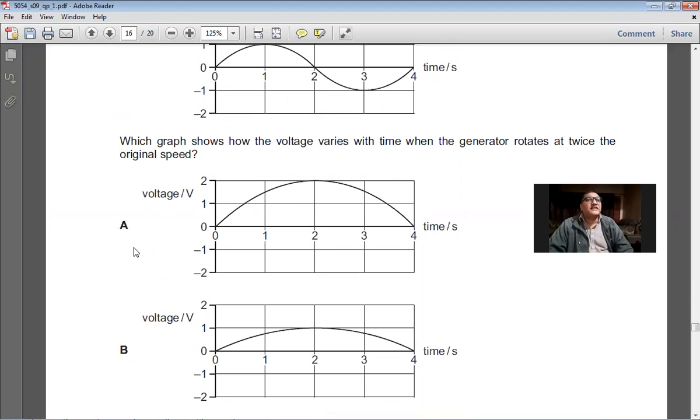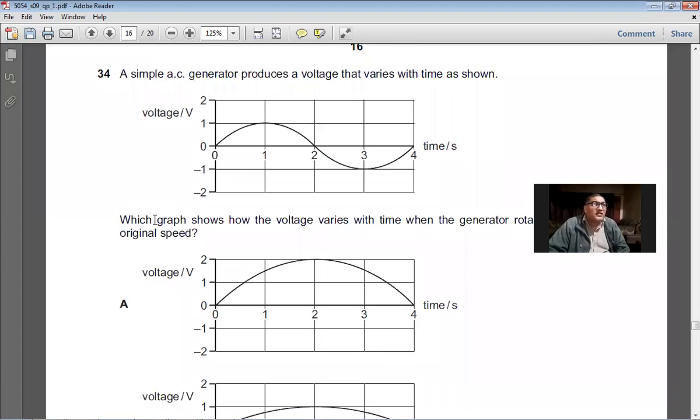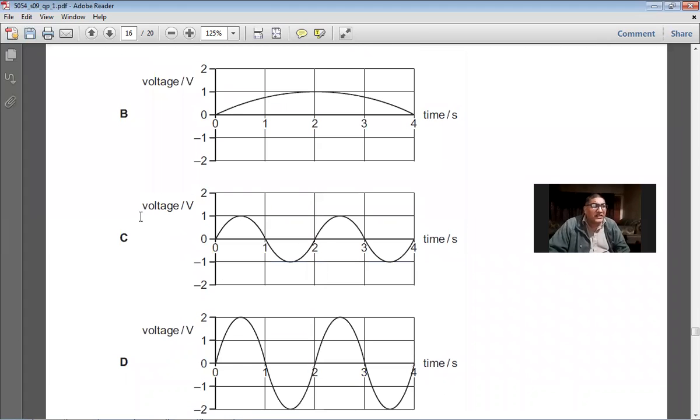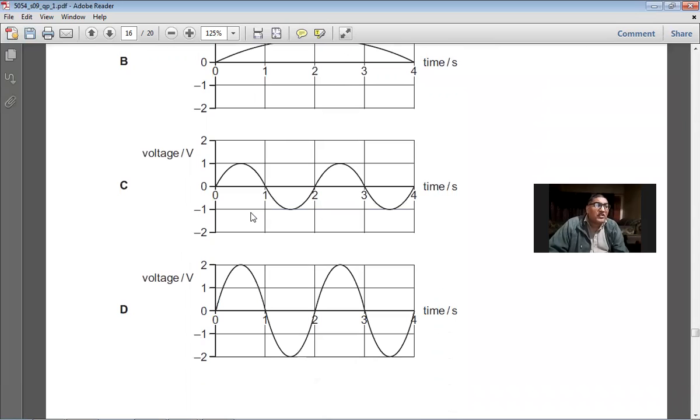The generator rotates at twice the original speed. So the EMF will double and more waves will show on the display. Originally there was 1 complete wave. Now there will be at least 2. And the amplitude will also increase. I think D is the right answer.